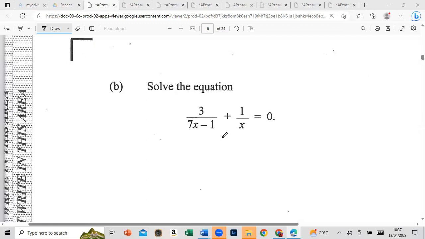Let's go. 1 minute to go, guys. Type in your answer. I'm checking the comment section to see who gets the correct answer.